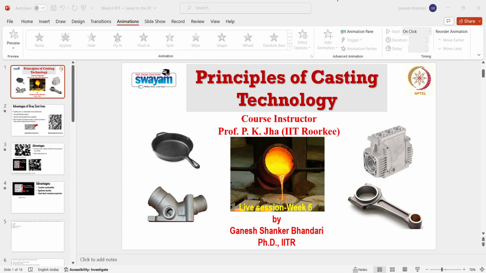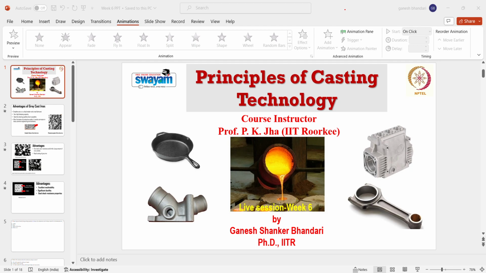These graphite chips also act as a tool lubricant. So this type of cast iron is majorly used in tool applications also, and has very high damping capacity. Coming to the advantages of gray cast iron, the graphite acts as a chip breaker and a tool lubricant, and it has very high damping capacity.